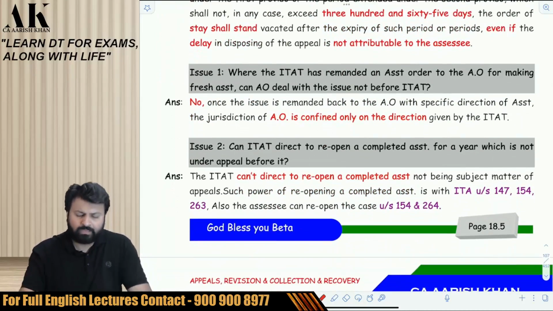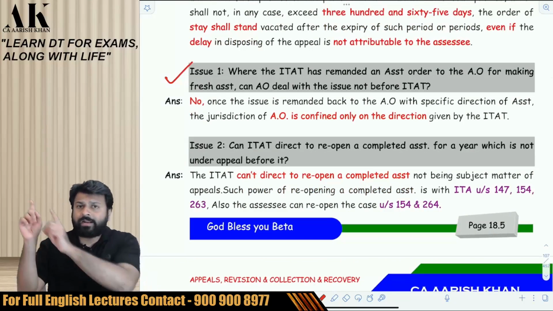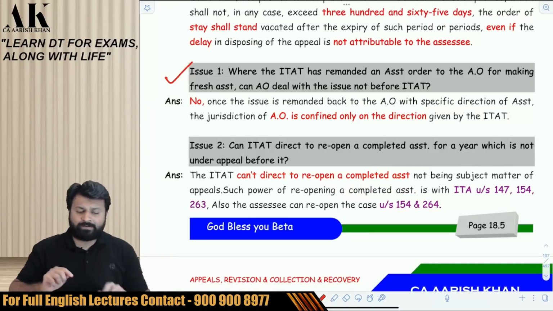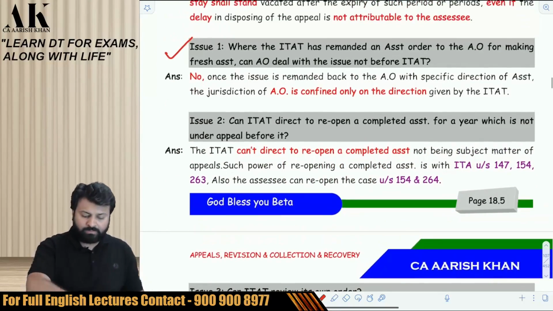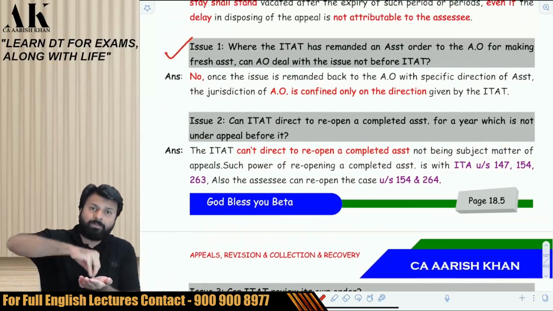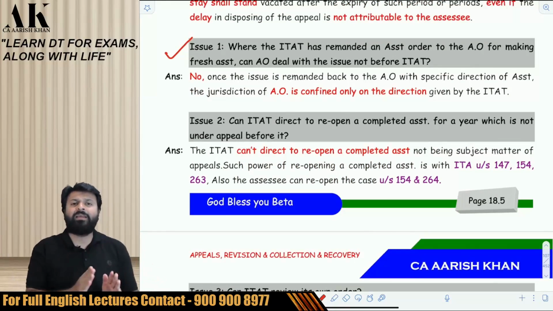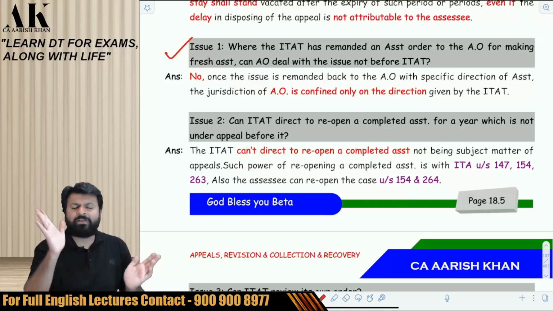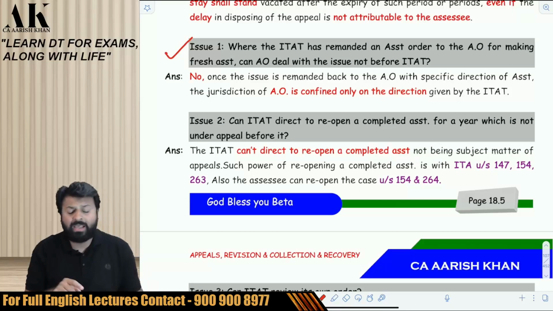Next. Now there are a lot of issues, and one issue we are going to address. First issue: the tribunal has the power to remand back the case to the AO, as I have told you. You can see over here, right? So, can the AO pick up new matters which are not remanded back? Suppose the tribunal has remanded back the case to the AO by saying please check depreciation properly and make a fresh assessment. Can the AO look into other matters also which are not directed by the tribunal? And the answer is no.